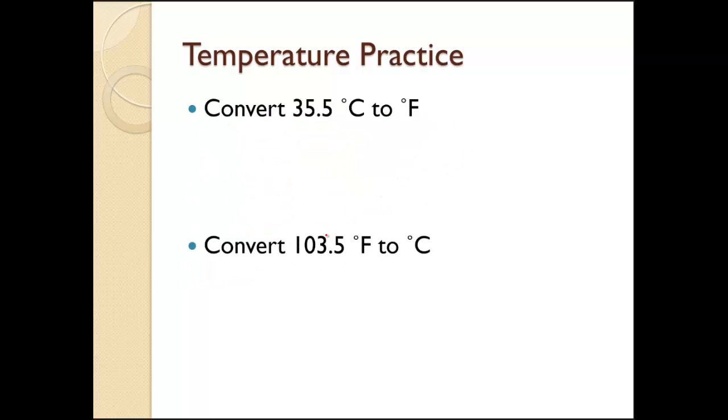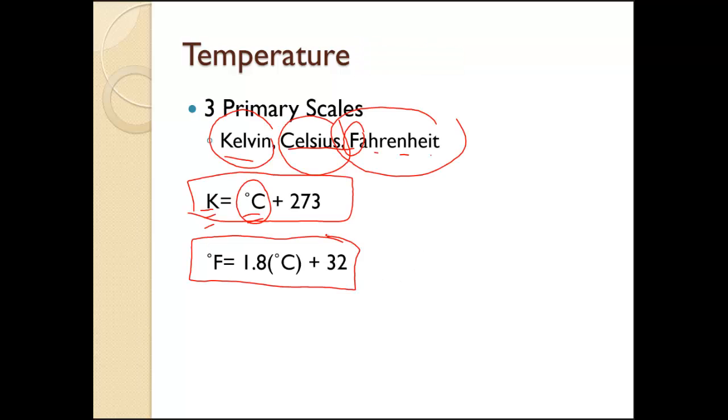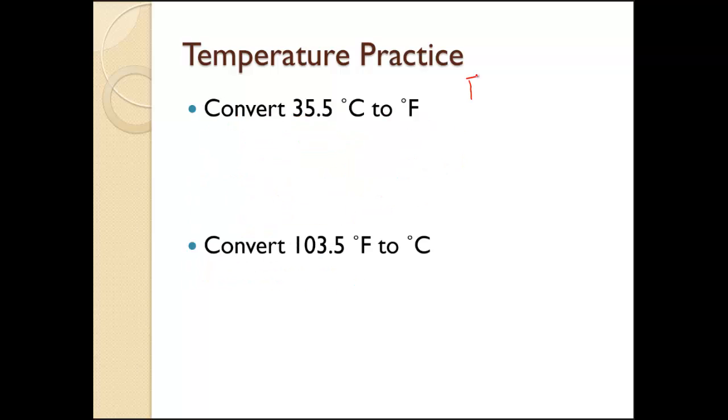Convert 35.5 degrees Celsius to Fahrenheit. So the Celsius to Fahrenheit equation is this one once again. Fahrenheit is equal to 1.8 times degrees Celsius plus 32. Alright, so we're going to plug our numbers in. We have 35.5 degrees Celsius. That's going to go right here.